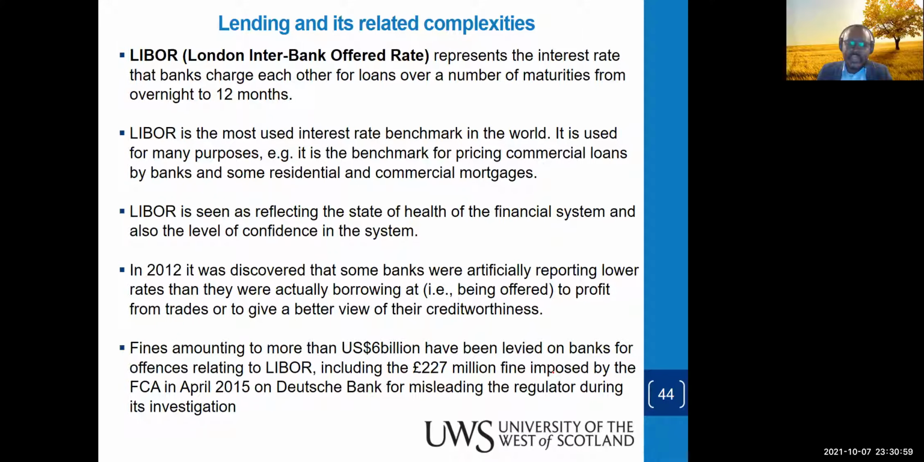But in 2012, it was discovered that some banks worked as syndicates and they would artificially report lower rates than the actual amount actually borrowed. So in effect, they were padding up their profits, but other people were not seeing. Okay, so that it will give the regulators or the reviewers a better view of creditworthiness. Meanwhile, they were undertaking some criminal activities.